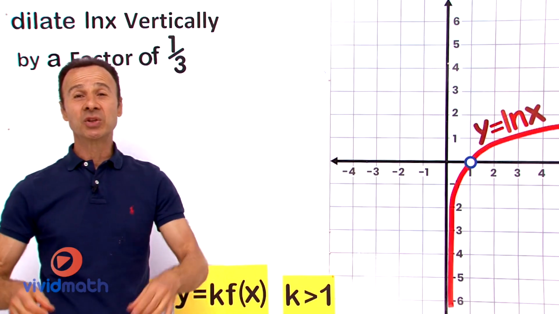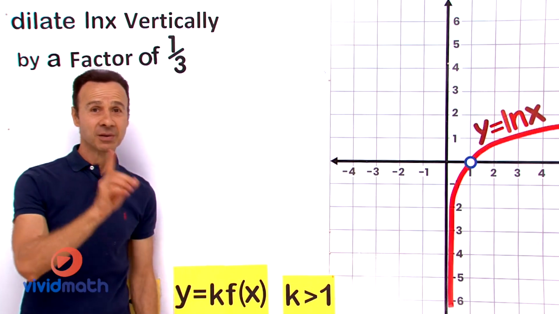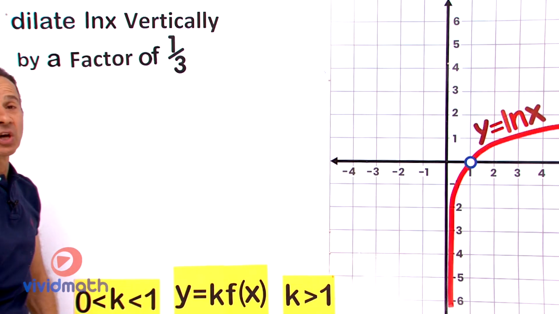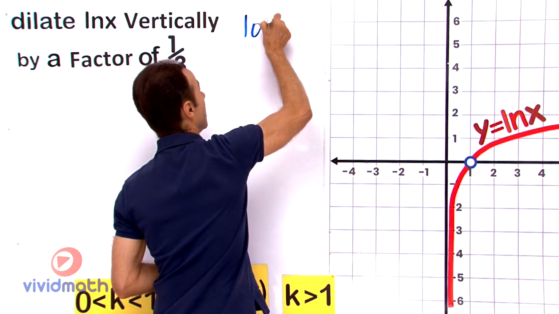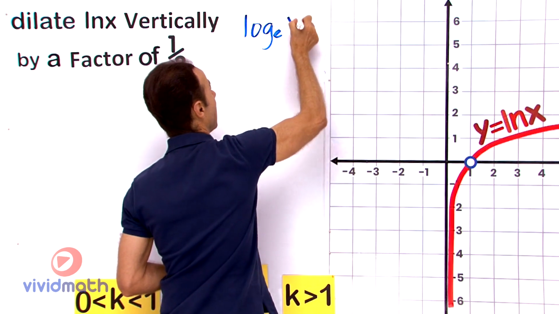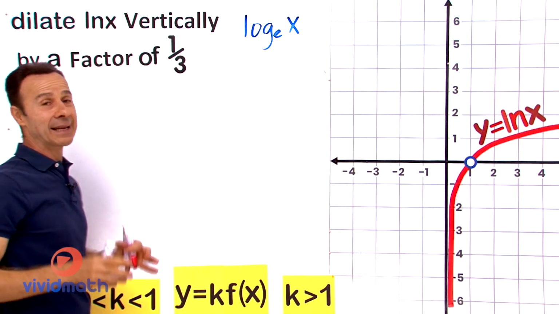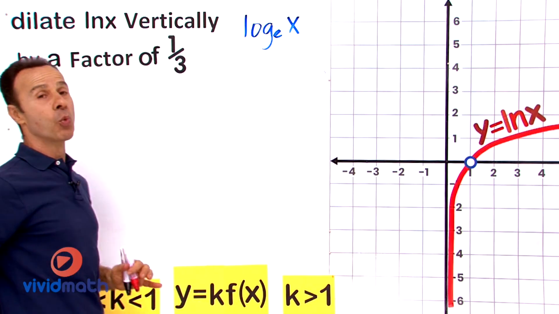Okay, in this question we're doing a vertical dilation of a function with a fraction. So let's have a look here. We've got to dilate ln x. Now many of us know what ln x is. ln x is basically the same as log base e of x. So log base e is the same as ln. So we want to dilate ln x vertically by a factor of 1/3.